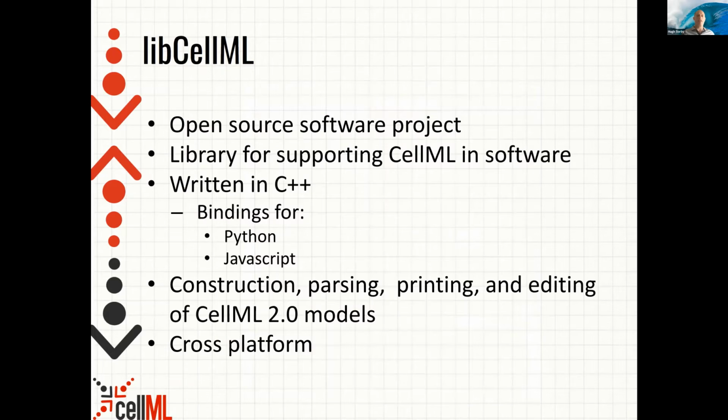libCellML is another part of this ecosystem. It is an open source software project, and its primary aim is to implement the CellML2 specification. It is a rewrite of an older software project, the CellML DOM API, into a more user-friendly form that is not based around the XML DOM, but CellML objects. It is written in C++ with bindings for Python and JavaScript, and it gives functionality to manipulate CellML2 models. It is available across all the major operating systems and some of the minor ones.